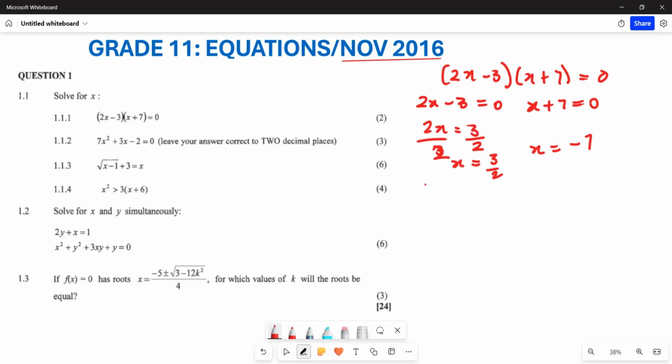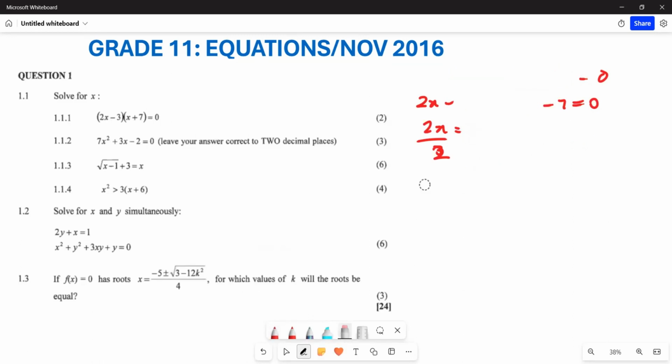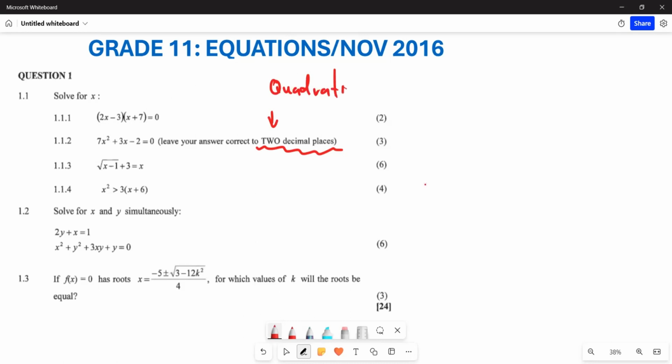Now, in the second question, what is it that you're going to do? As soon as you see "leave your answer to one or two decimal places", this is where you're going to use your quadratic formula. Here it is compulsory to use the quadratic formula because you cannot factorize this one. Look, you have 7x squared plus 3x subtract 2 is equal to 0.